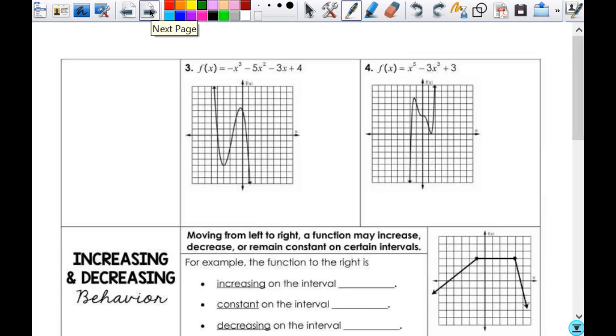So this next one, still just estimating. I want you to go ahead and see if you can find these points and write down what they are. All right, so on number 3, how many critical points do we have? 2, okay. So we got one right here and one right here. Start with this one. What point is that? Negative 3. And then what? Negative 5? Yes? Okay.